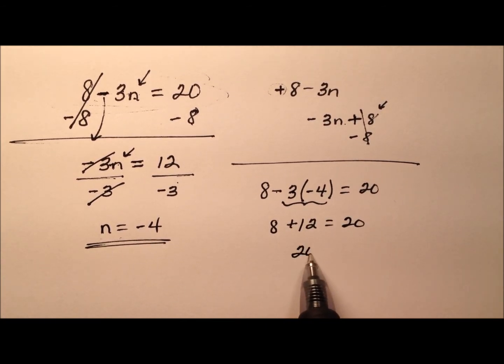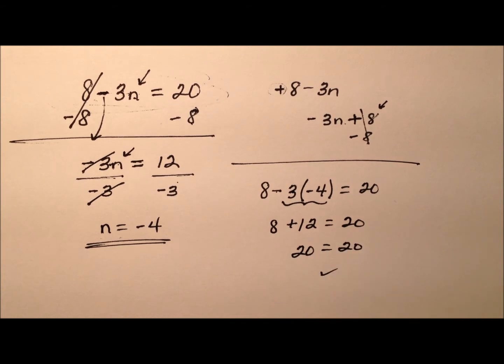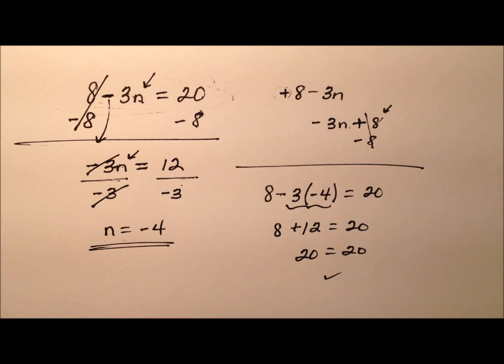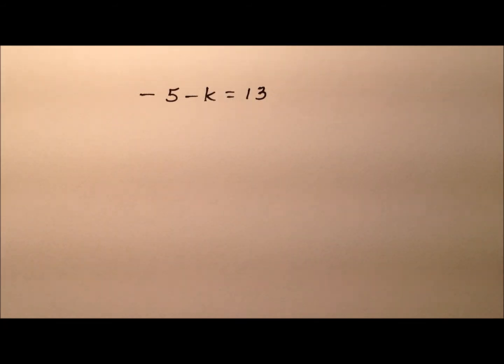and 8 plus 12 is 20. So we can see that 20 equals 20, and negative 4 is the solution for this first equation. In this second example, we have negative 5 minus k equals a positive 13.